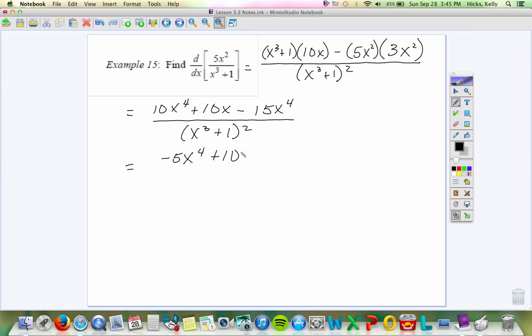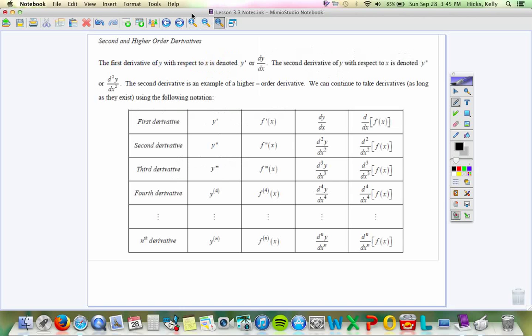All right, I've got two things on the top I can go ahead and combine, and I end up with negative 5x to the 4th plus 10x all over x cubed plus 1 squared. Okay, once again, we're not simplifying that. That's as good as it gets. All right, let's look at the next page.